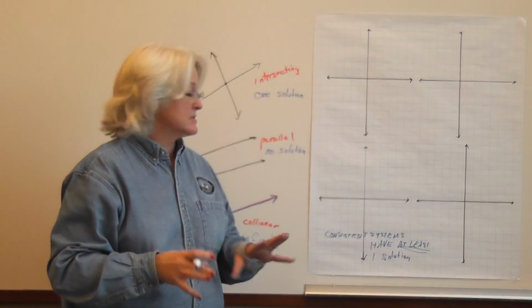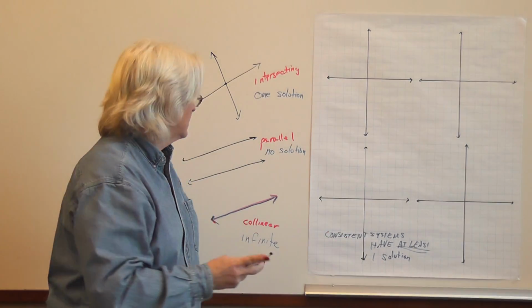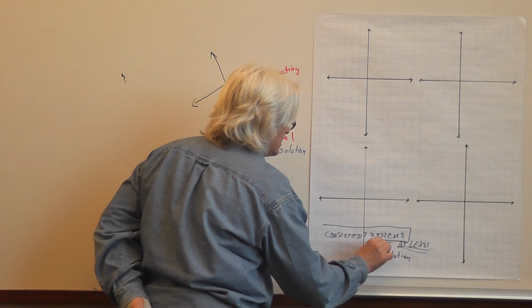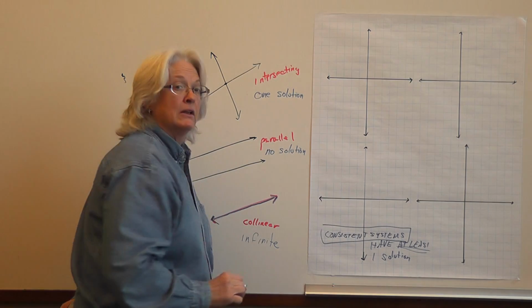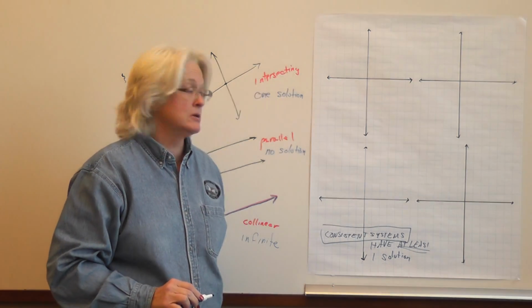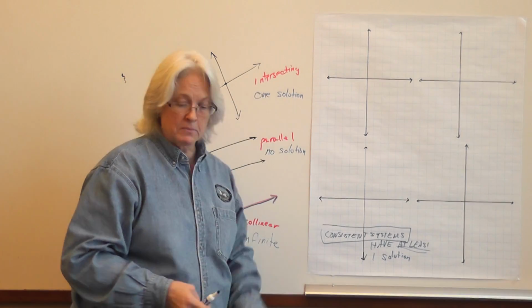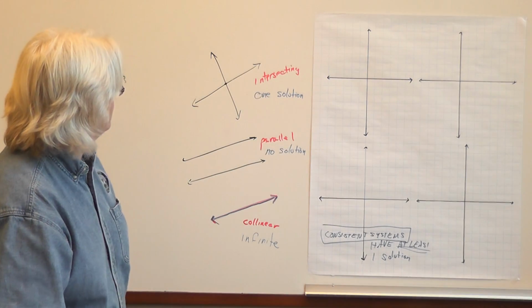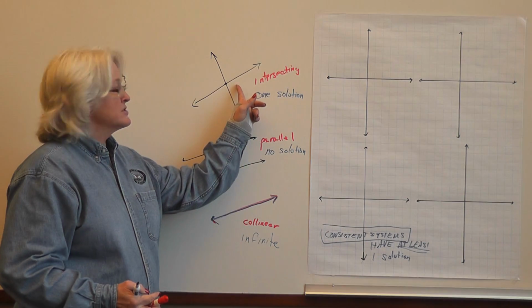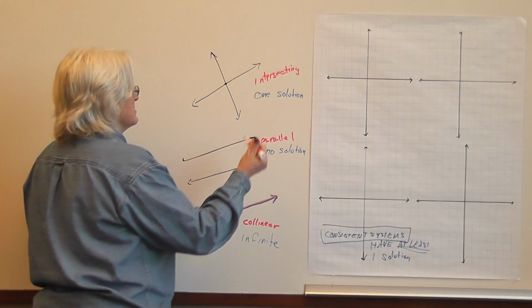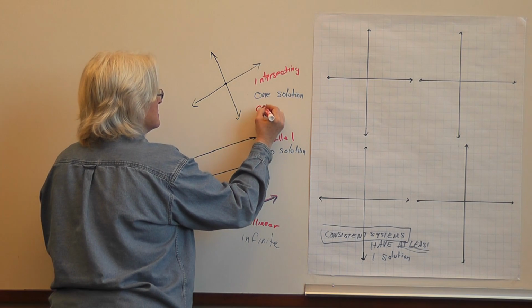What's the opposite of consistent here? That would be inconsistent. So if consistent systems have at least one solution, inconsistent systems have no solutions. So let's look back up here. What do we have? Is there at least one solution here? Yes. So this is a consistent system.